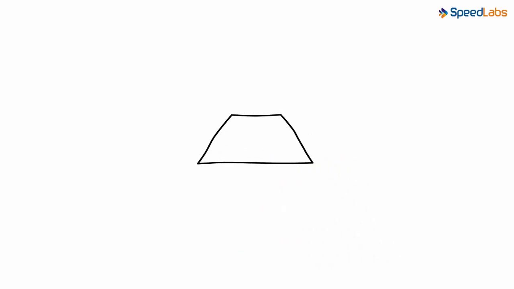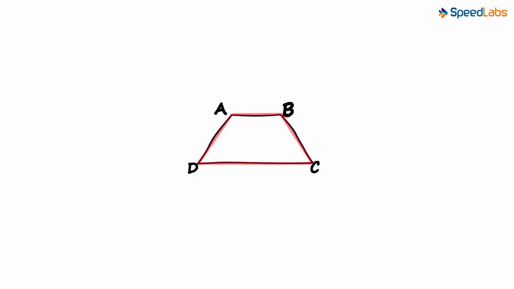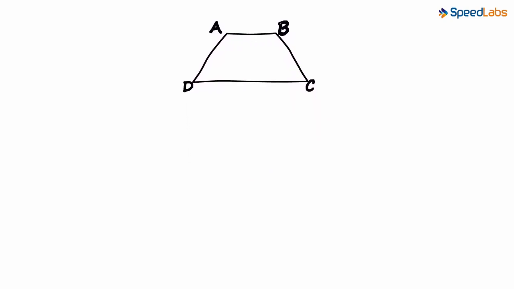Consider a quadrilateral ABCD. We know that every quadrilateral has 4 sides, 4 vertices and 4 angles. In this video, we will understand what adjacent and opposite mean when it comes to quadrilaterals.